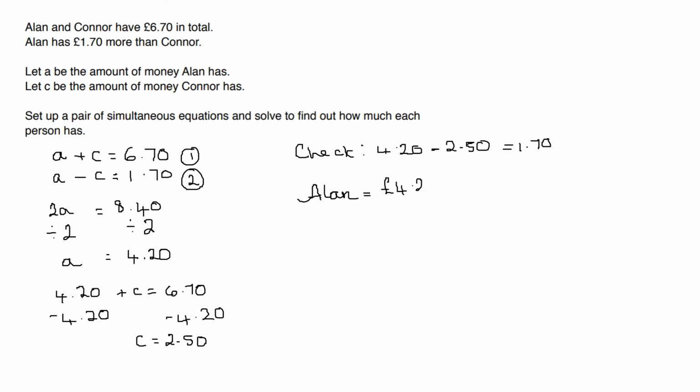So from that we can see that Alan has £4.20 and Connor has £2.50.